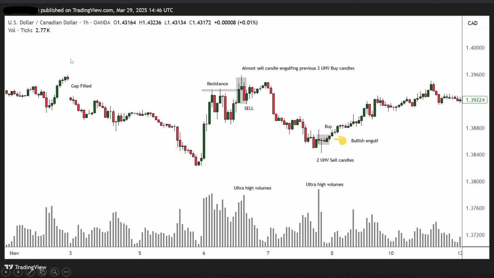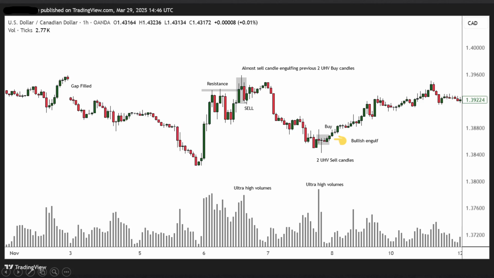Again, this is a USD CAD chart of the 1 hourly time frame. There is a gap to the left. The market is going up, actually filled that gap, and then suddenly got to resistance as well, and then the market broke out of that resistance, and also covered the gap that needed to be filled. That was almost filled. Then the market got these two ultra high volume buy candles, then the market started engulfing. This is some sort of evening star pattern as well. That evening star type pattern is also a very powerful candlestick pattern.